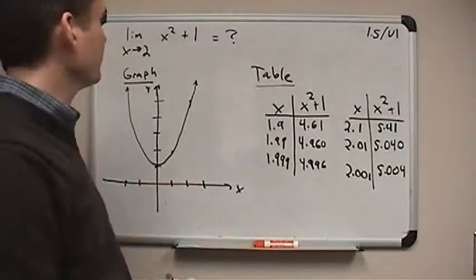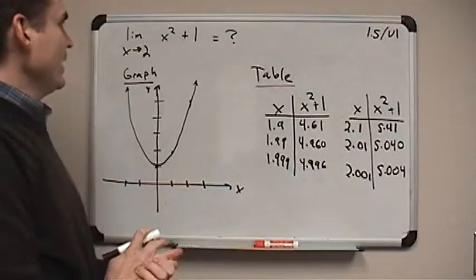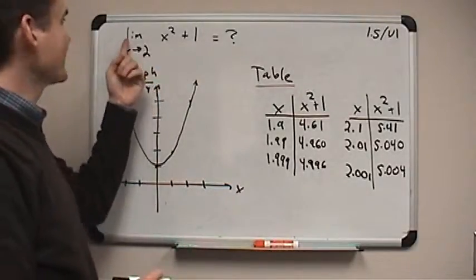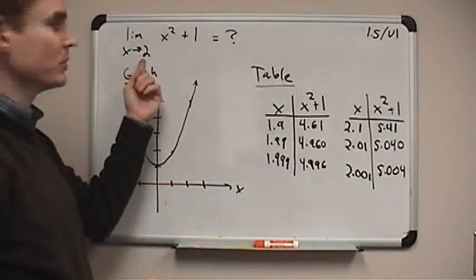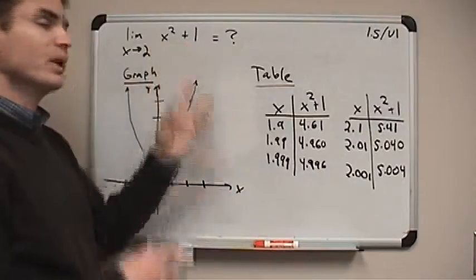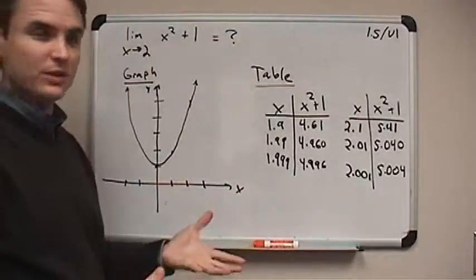Okay, in this example we're looking at the limit of a function. It's an example of a limit. So the function is x squared plus 1, and we're asking the question, what is the limit as x approaches 2 of x squared plus 1? So the question is basically this expression, what does it get close to when the value of x we put in gets close to 2?